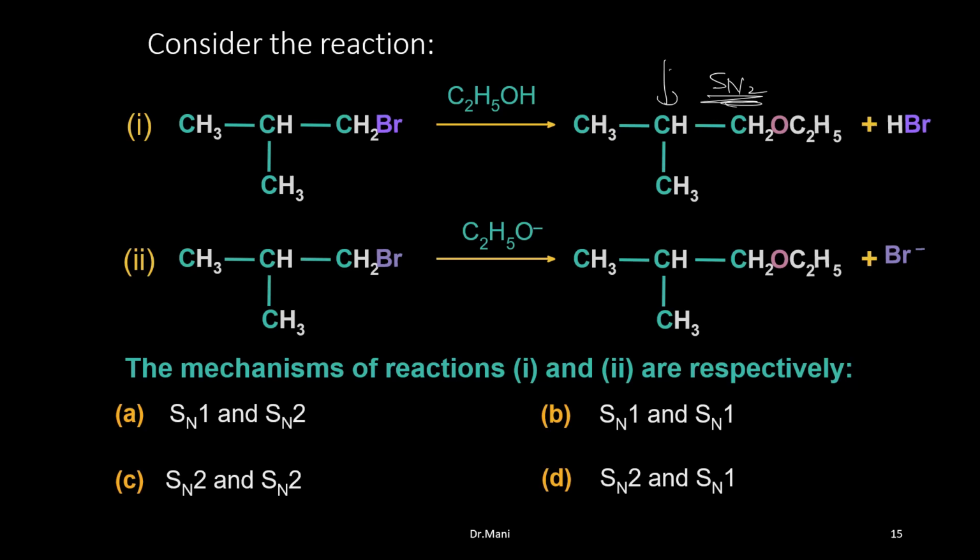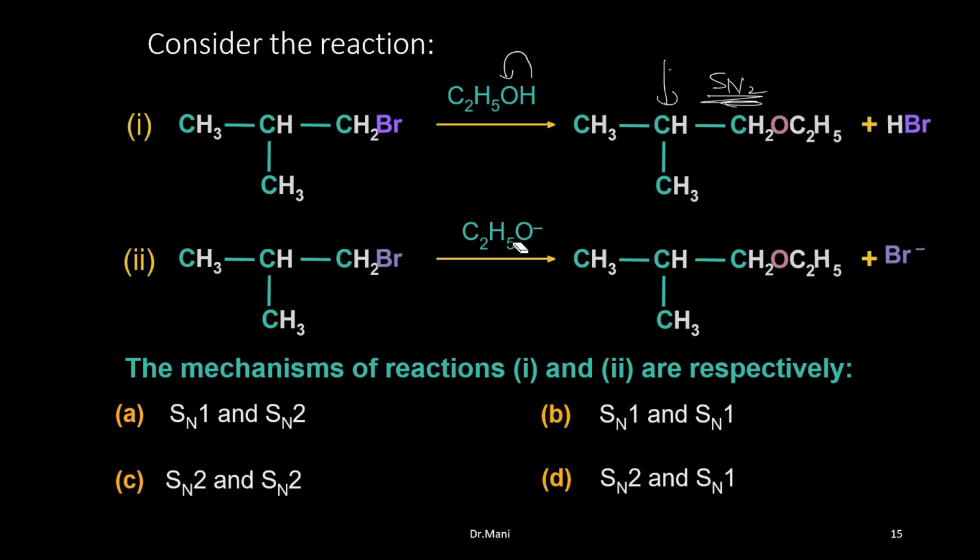It's clear, sir. So what about this? Now you see here, it's given C2H5OH and C2H5O minus. That means whatever electrons are present on the hydrogen, it is given to O. As it is given to O, it now becomes O minus. Understood?